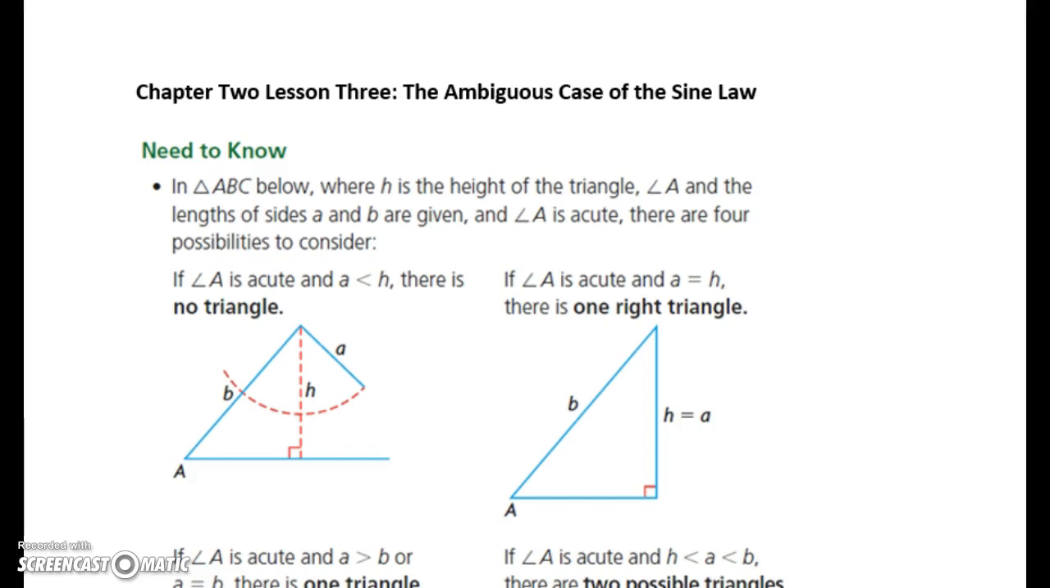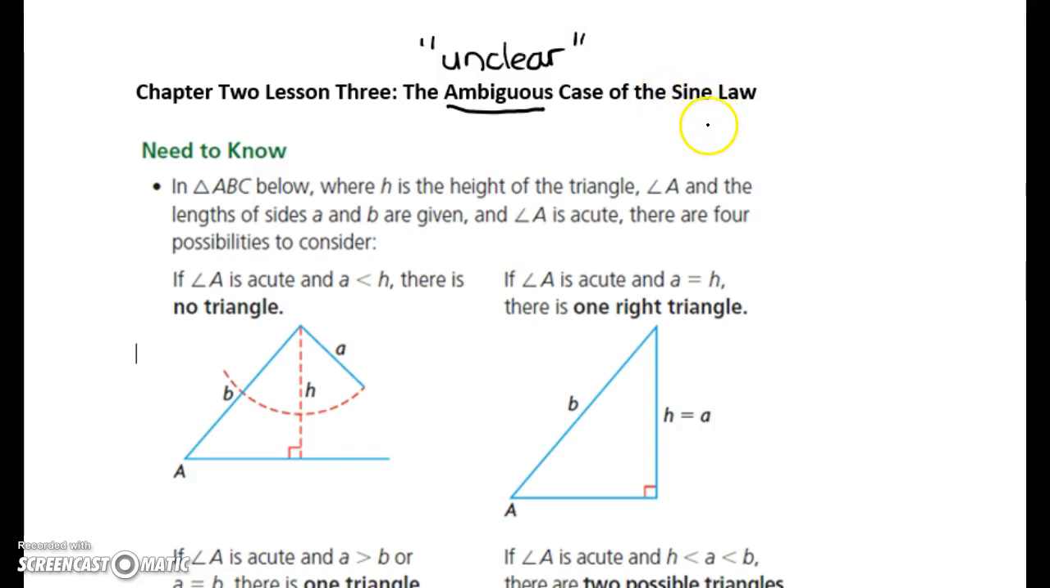In this lesson, we're going to be looking at lesson 2.3 from your textbook, which is all about the ambiguous case of the sine law. If we're trying to break down the ambiguous case of the sine law, we can start by looking at what the word ambiguous means. The word ambiguous means unclear. So really what we're doing here is looking at the unclear case of the sine law.